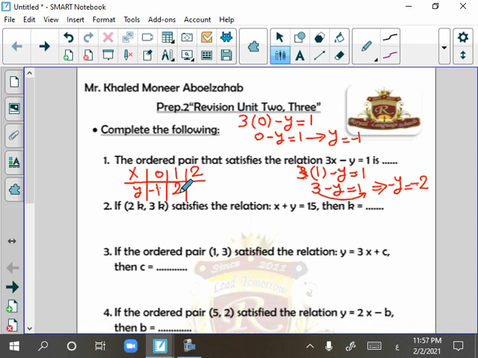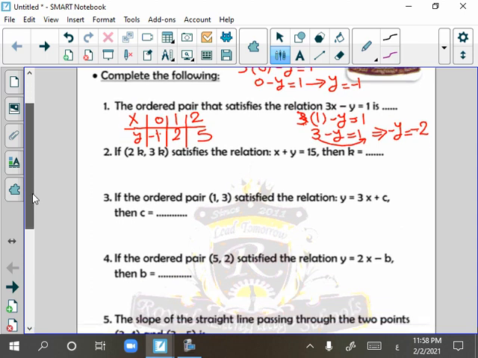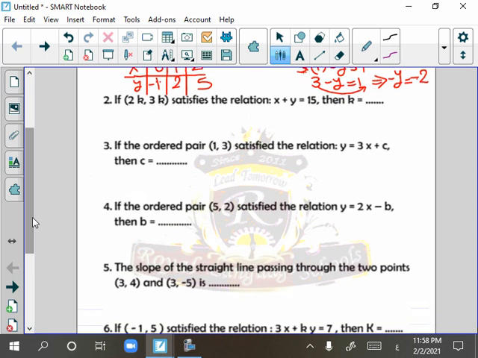When we substitute x with 2, 3 times 2 equal 6, 6 minus y equal 1. When 6 goes to the other side with a negative sign, it will be 1 minus 6 equal negative 5, then y equal 5.